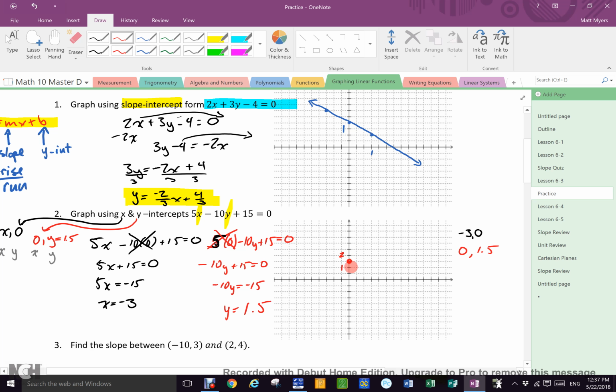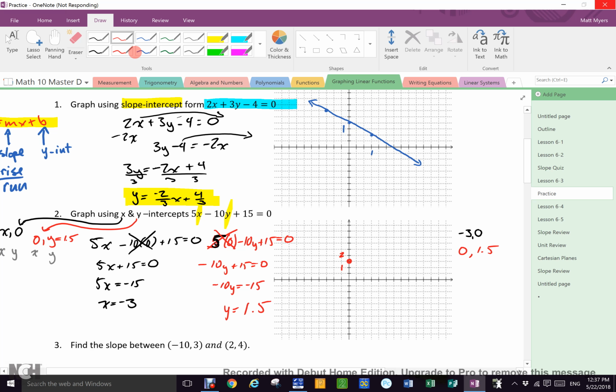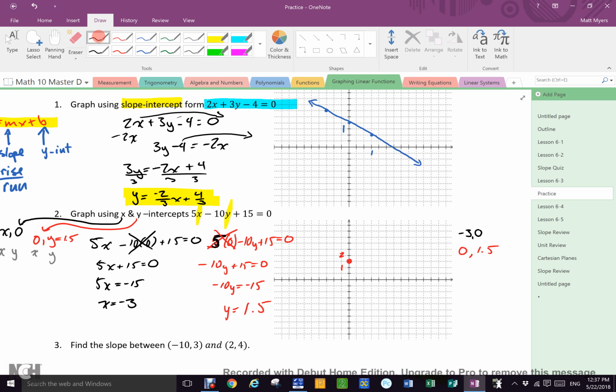Now, since I've made 2 squares worth 1, can I fit the x-intercept on this graph? Where will I need to go? How many squares left or right? Left, 6. 1, 2, 3, 4, 5, 6. It does indeed fit. And since I've already shown the scale there, I can connect my line. Is everybody good? All right.